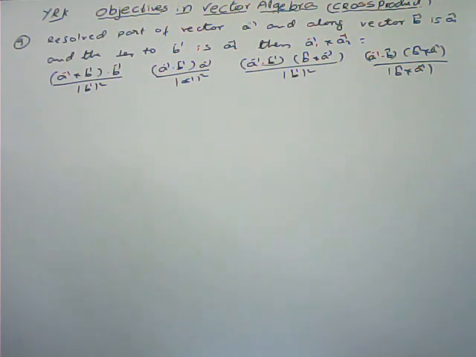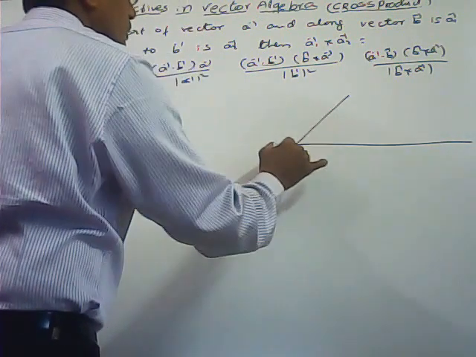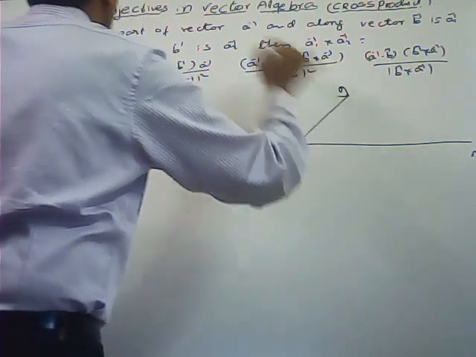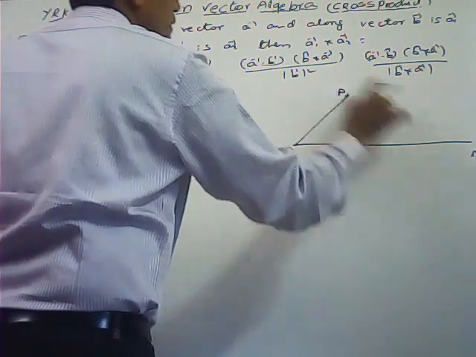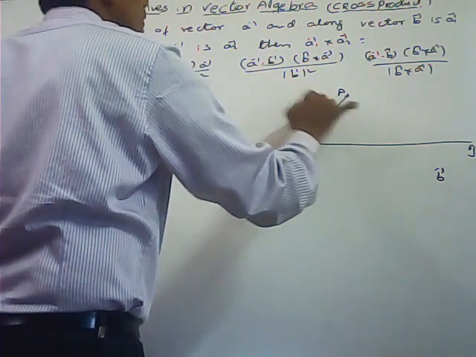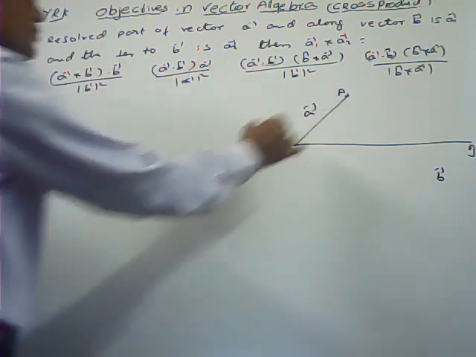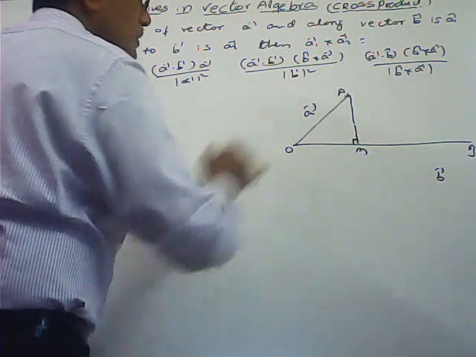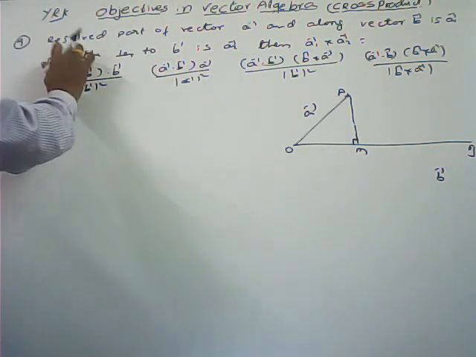The resolved part of vector A bar along the vector B bar is A1 bar and the part perpendicular to B bar is A2 bar. Then we want A1 bar cross A2 bar. Resolved part means a projection. Take O, A, B, with B bar and A bar. We draw the perpendicular, this is M. OM is the projection of A bar on B bar, and the projection vector is the resolved part of the vector.